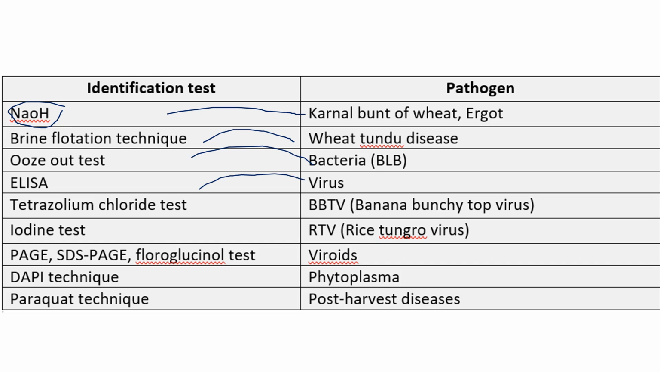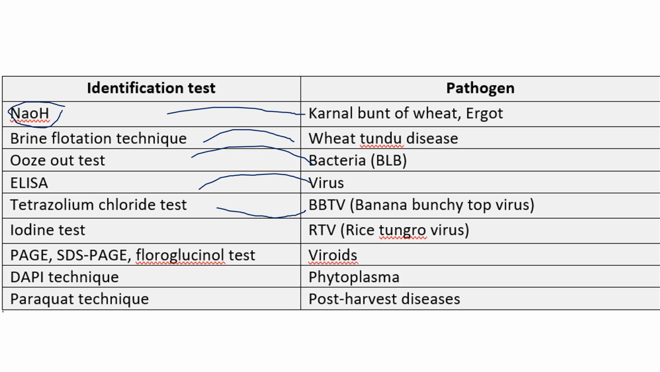For viruses, ELISA can be recommended, enzyme linked immunosorbent assay, whose procedure was first given by Clark and Adams in 1977. About ELISA, in the previous lectures also we have discussed many times. In upcoming lectures also, ELISA will be covered in detail. We may expect at least one or two questions from ELISA as well. The tetrazolium chloride test is recommended for the detection of BBTV, banana bunchy top virus, which is transmitted by the black aphid Pentalonia nigronervosa, that I already discussed, right?